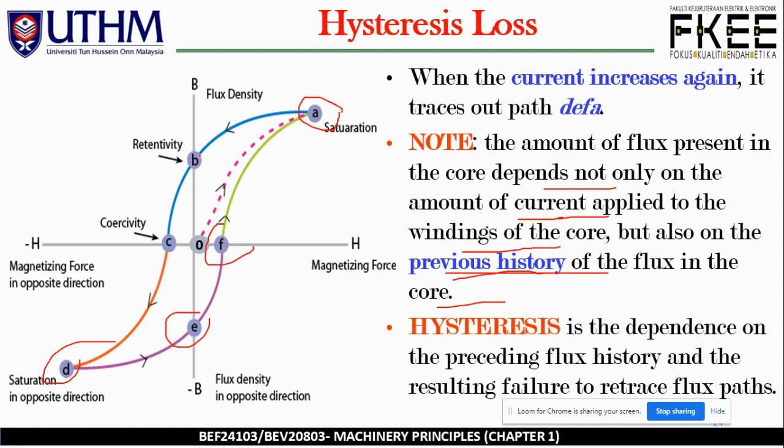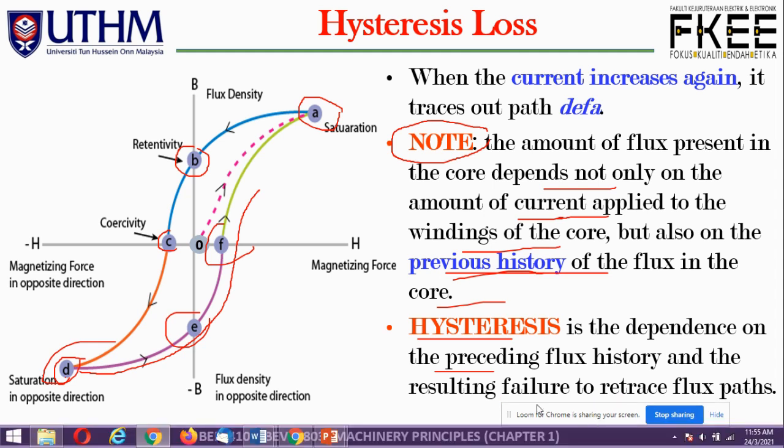For example, at this point we have some amount, over here a zero, and here back to negative flux density, and it traces out new paths after we re-inject current. This is what we can understand from this note. Hysteresis is the dependence on the preceding flux history and the resulting failure to retrace flux paths. This is, I would say, the basic definition of hysteresis.